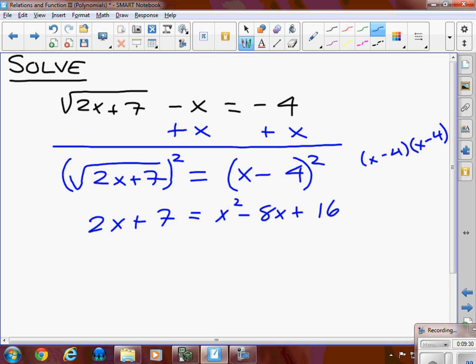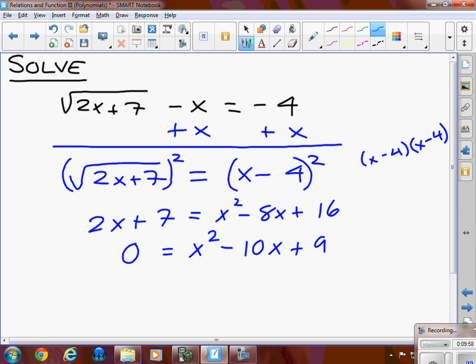Now we have a quadratic. We want to just get everything to one side. It's called Harriot's principle. If you don't know that name, not a big deal. Move everything to one side. Move it to where our leading coefficient's positive. So in our case, we're going to move it to the right. So that means I'm going to take away 2x and subtract 7. So I got x squared. Now I have negative 8x. Take away 2x, I get negative 10x. And then 16 take away 7 is 9.